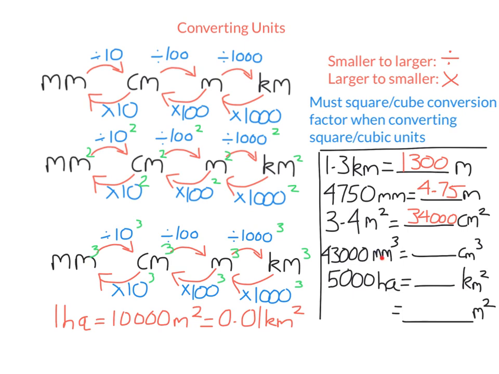So similarly, to go from millimeters cubed to centimeters cubed, I follow this chart. I divide by 10 cubed. So I take 43,000 and divide by 10 cubed, and I'm left with 43.